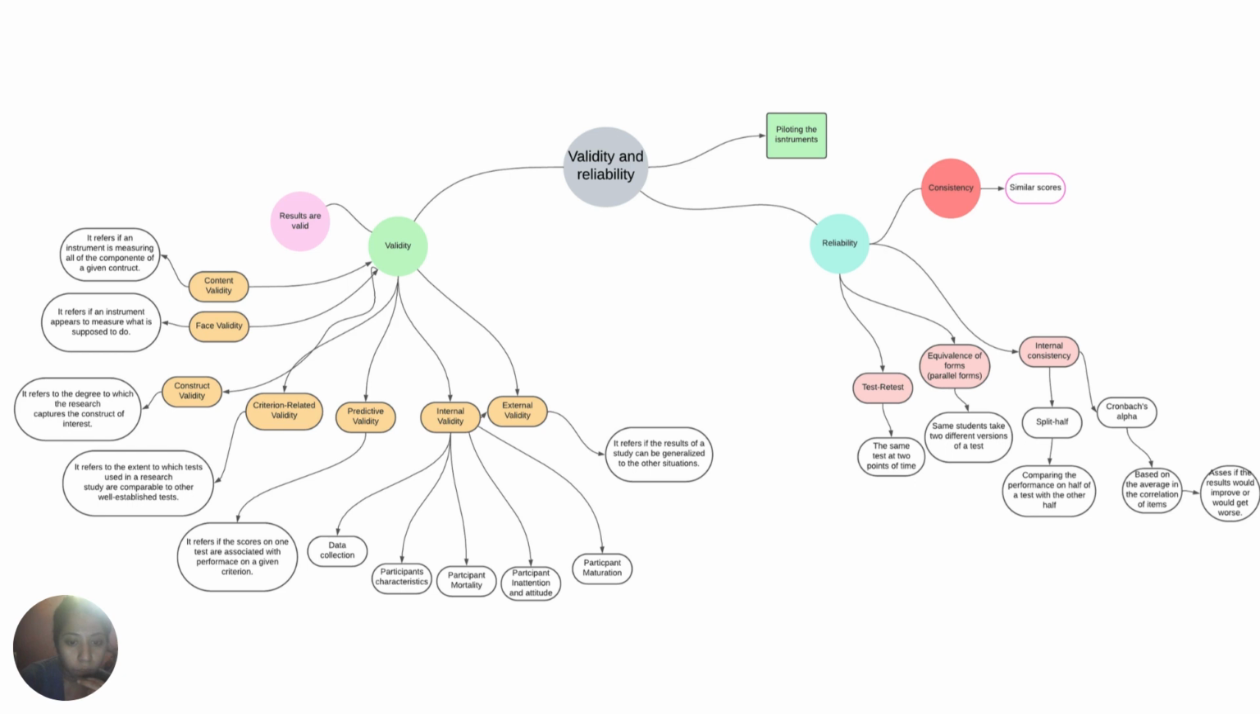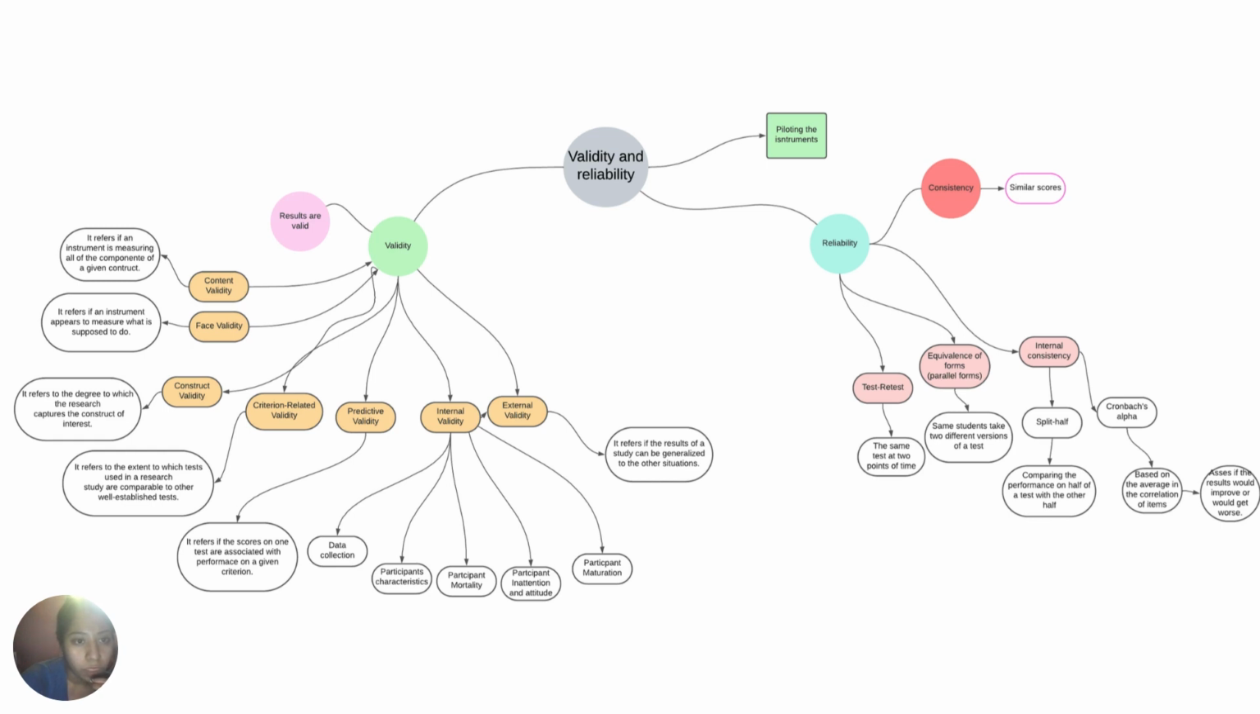First of all, the mind map. I'm going to explain the validity. Validity means that the results of our study and our instruments are valid. There are different types of how we can prove or measure the validity of our instrument.